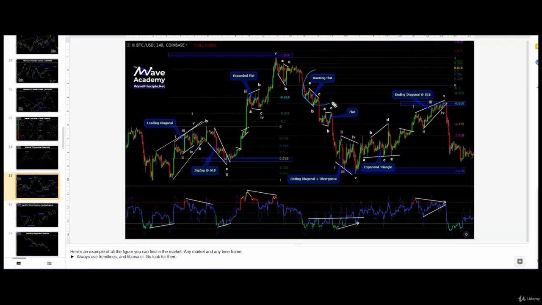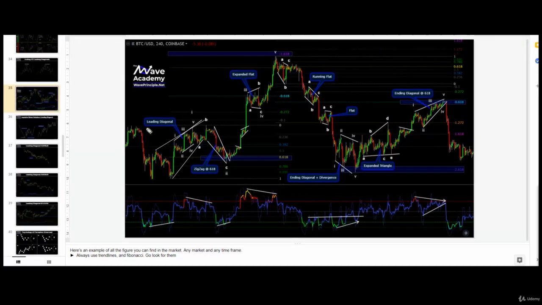Practice doing this: identifying corrective patterns, identifying diagonals, tag them, leave the trend line so you can see in the future. Don't use ABC first, just mark the trend lines, and watch the patterns develop. And you can see that diagonals are happening everywhere.